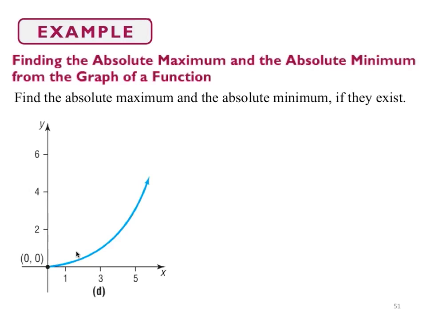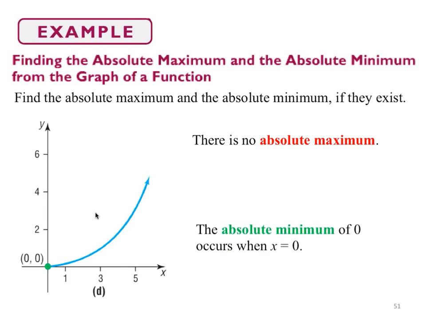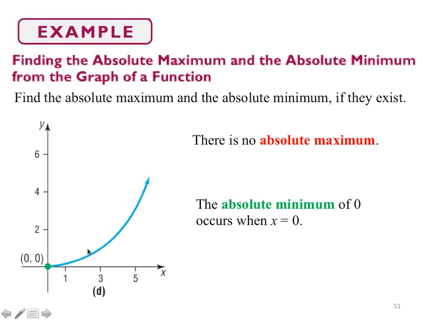Now if we have something like this, there's no absolute maximum because if we look for the highest point, what we notice is that we have an arrow just kind of going in this direction. This means that it's going to increase forever. Okay, so there is no maximum value. It's going to go to infinity. But we do have a minimum value. The absolute minimum of 0 occurs when x equals 0.